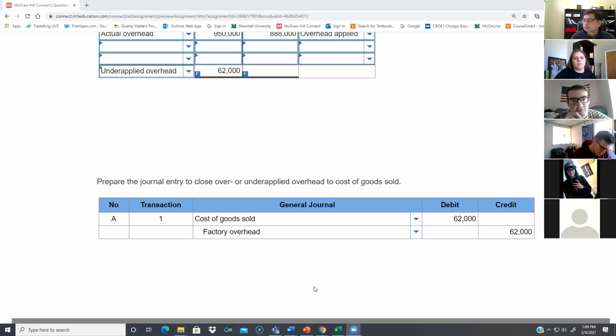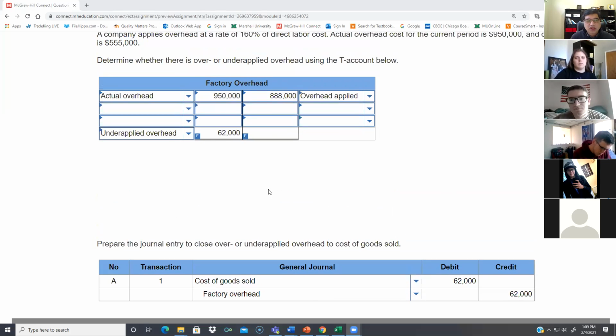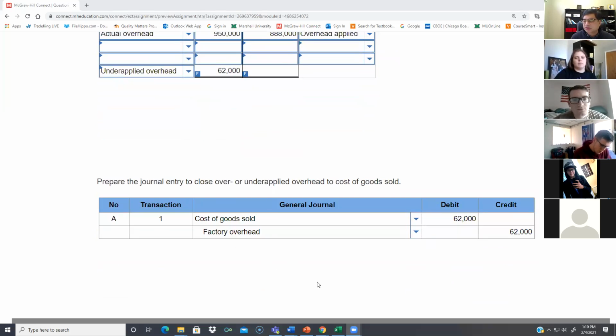If it was an over applied overhead, would it be just vice versa? Yes. If it was a credit balance, over applied, it would reverse this entry. Yes. Thank you.